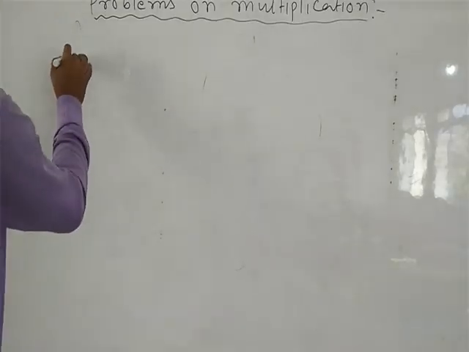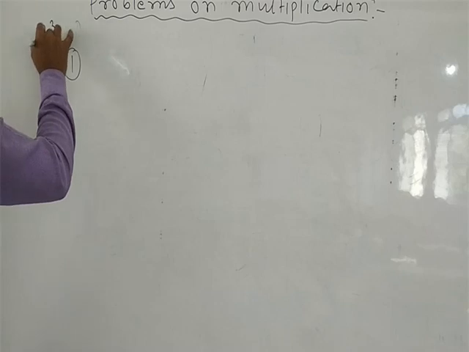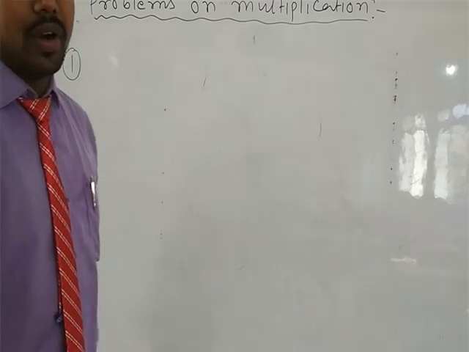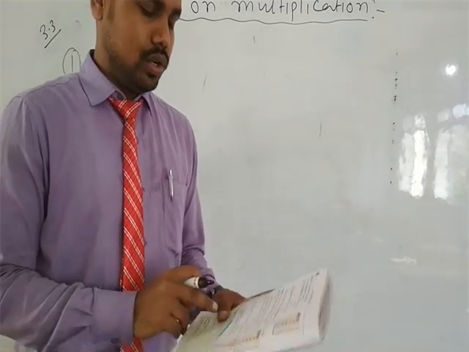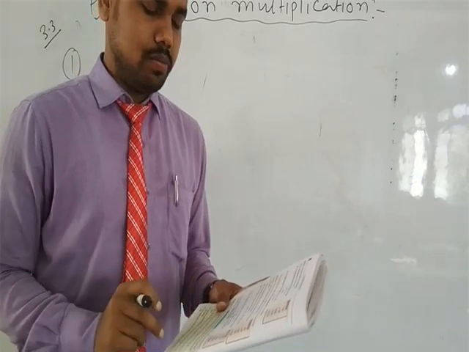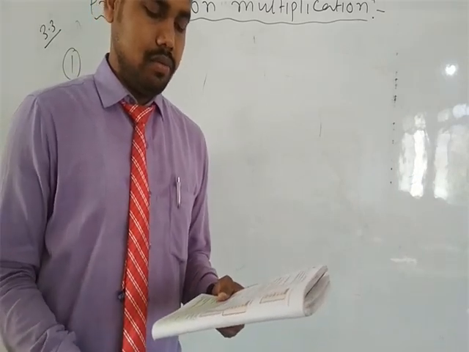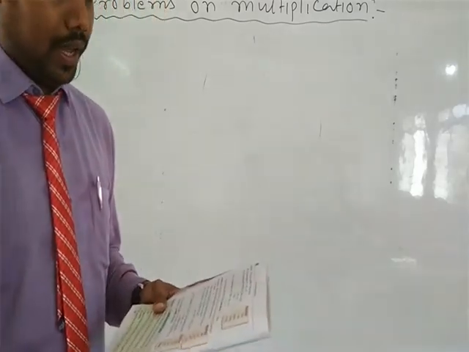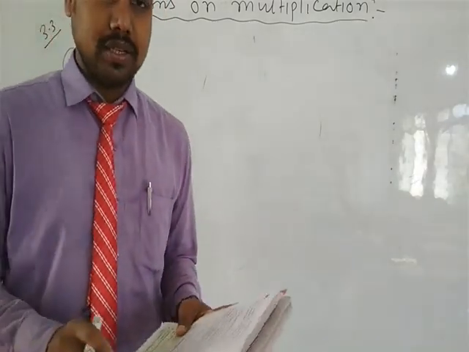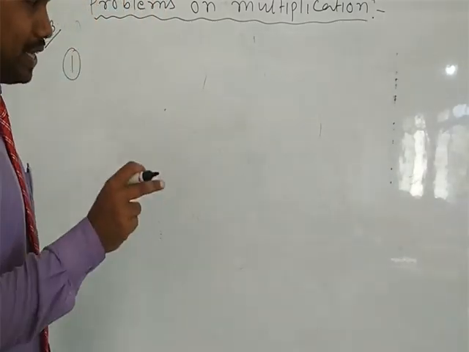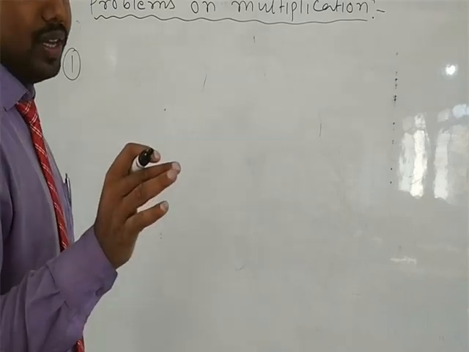First question of exercise 3.3. A man saves this much per month. How many does he save in 4 years? So here it is given per month, and you have to find for 4 years. So this is the most important thing to understand.